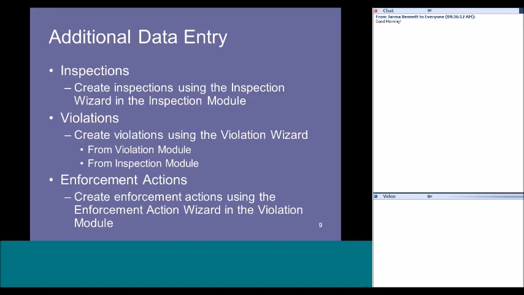Similarly, with enforcement actions, we have an enforcement action wizard that you access from the violation module. If you have a violation and then write a subsequent staff enforcement letter or NOV for it, you want to start on the violation record that led to that enforcement action. And again, the links will be made for you.